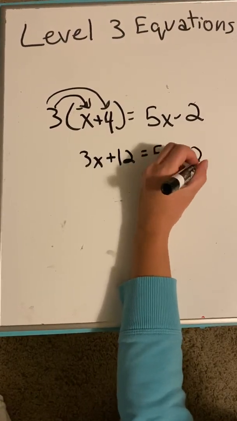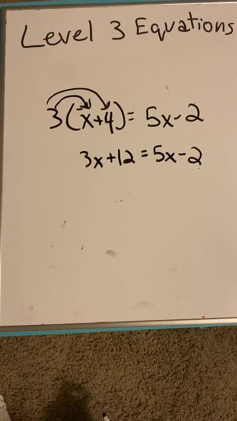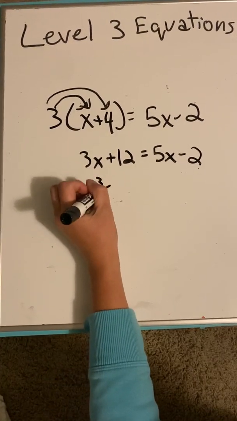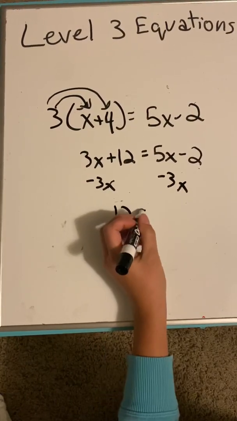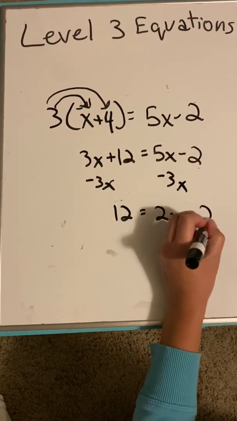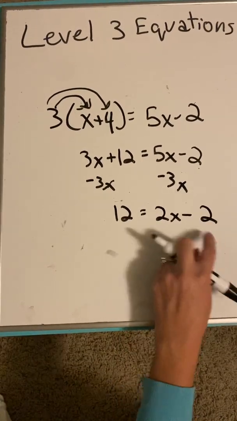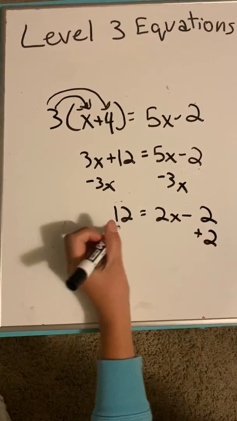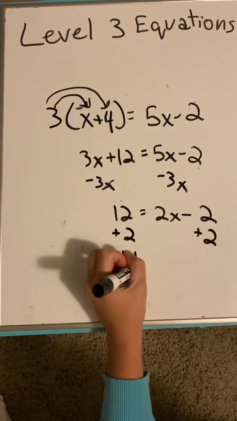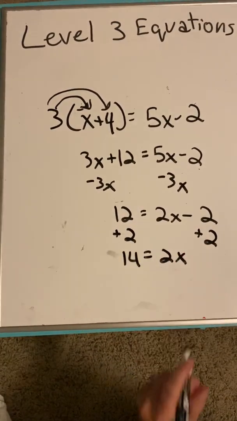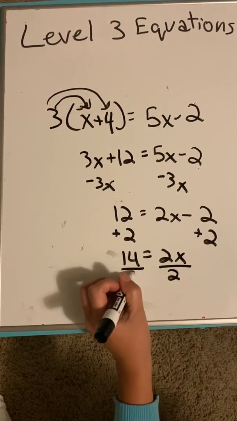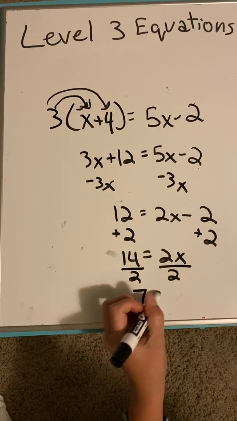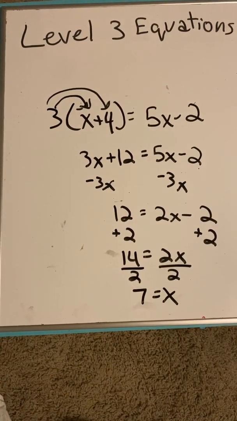Keep this side alone. Get your x's on the same side. Subtract 3x, so x is positive. This means 12 equals 2x minus 2. Because we put the variable over on the right, constant gets to go on the left. Right? It's kind of just trying to separate out numbers and terms that should not be together. Divide both sides by 2. 14 divided by 2 is 7. So 7 equals x, or x equals 7.